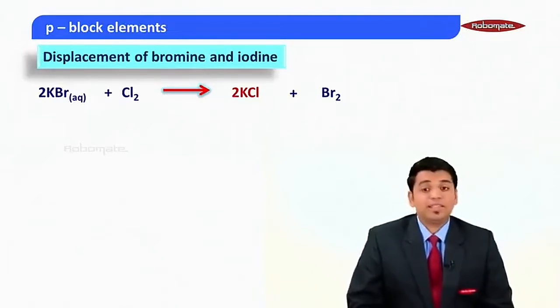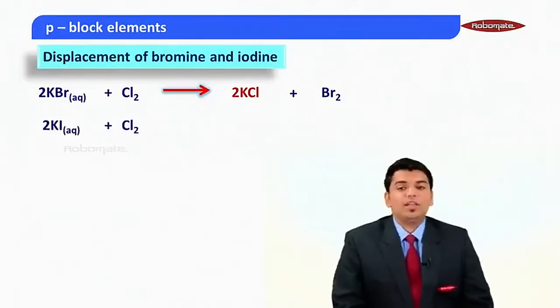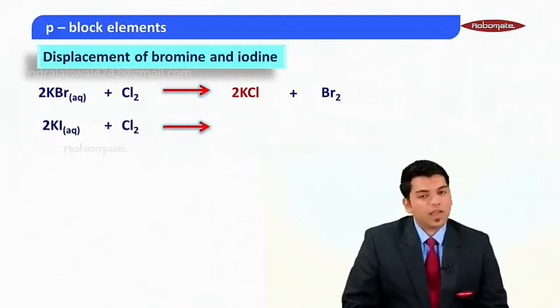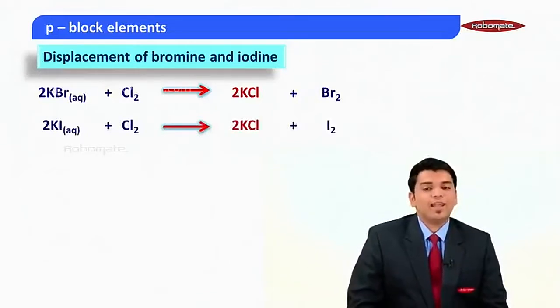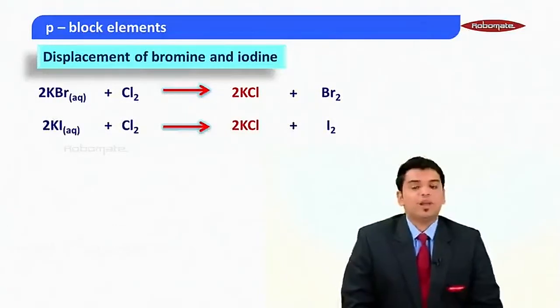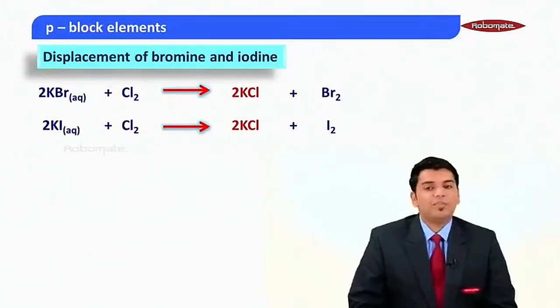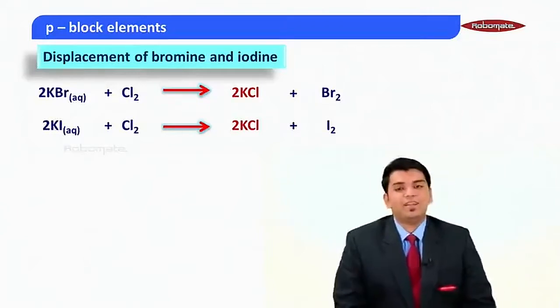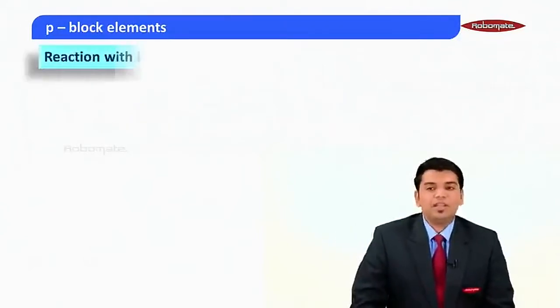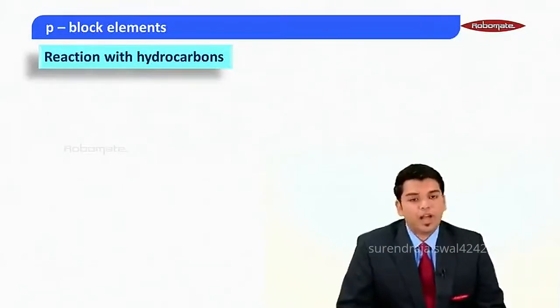Now since Cl is also more electronegative as compared to iodine, it displaces I from KI to produce KCl and I2. So the displacement reactions are KBr plus Cl2 giving us KCl and Br2, and KI plus Cl2 giving us KCl and I2. After this, let us go to the next reaction, that is the reaction of chlorine with hydrocarbons.